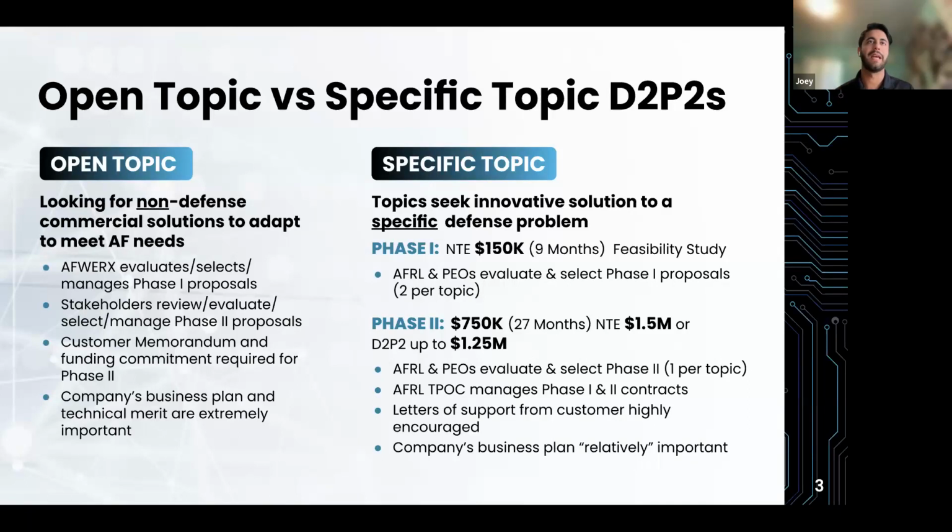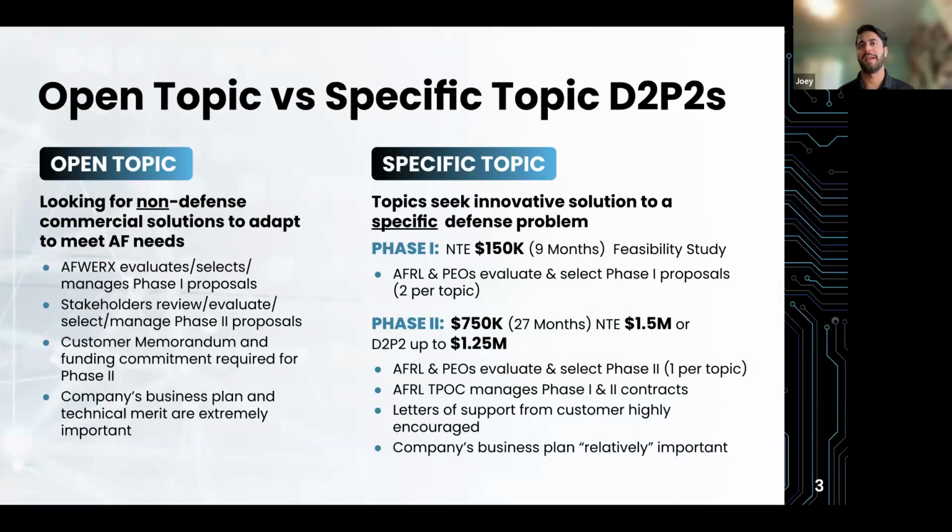Why is it different than a specific topic direct to phase two? Well, the SBIR program is very focused on US small businesses with less than 500 people. And the open topic process is off cycle from any of the other SBIR programs that you might be tracking. And the specific topics are due here today. They were due a couple hours ago. So all the specific topics are for a very specific identified problem that folks are saying, hey, this is the need that we have. The open topic is a little bit different in that it is looking for a non-defense commercial solution to adapt to warfighter needs.